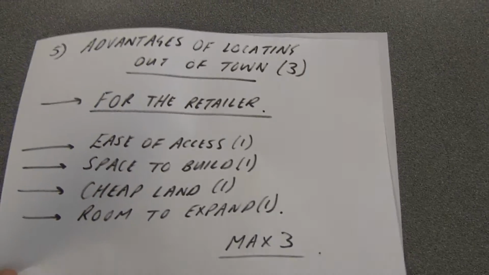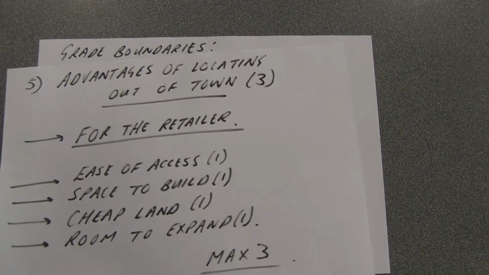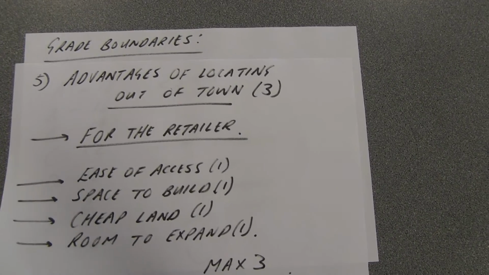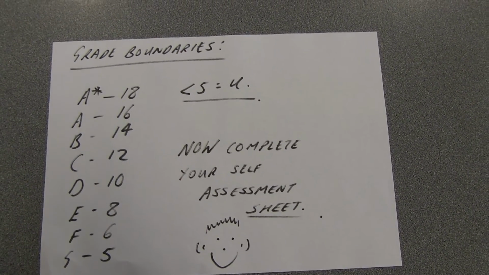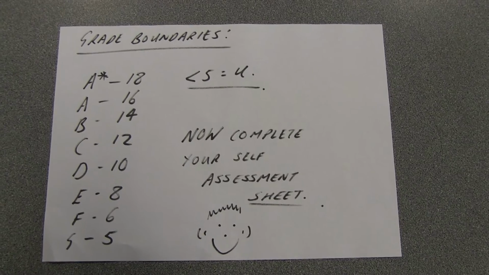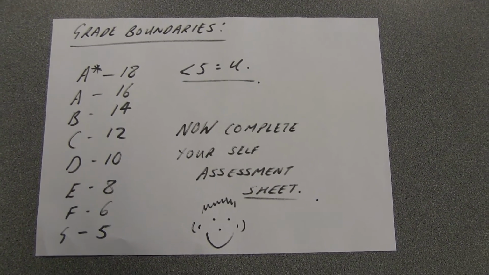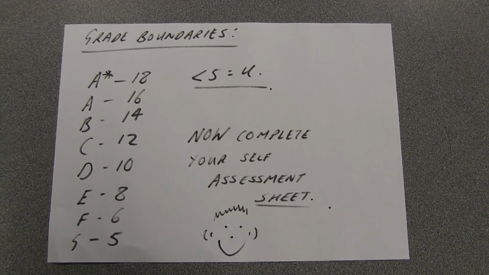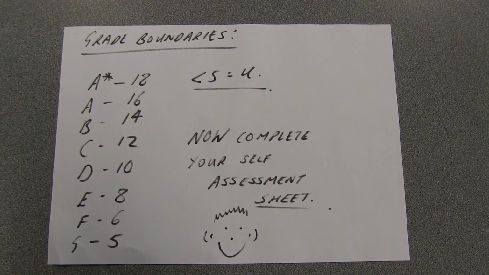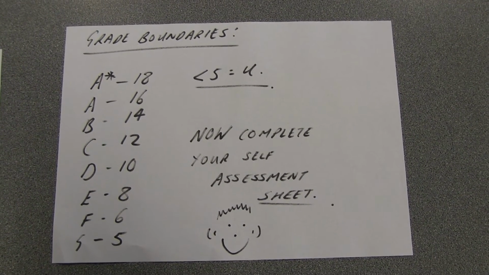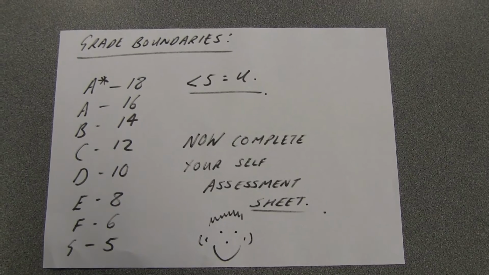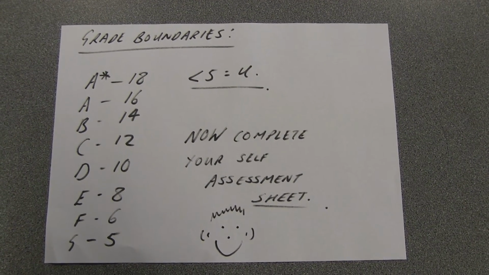Finally then, that brings me to the all-important grade boundaries, and they were as follows. For an A star, you needed 18, 16 for an A, 14 for a B, 12 for a C, 10 for a D, 8 for an E, 6 for an F, 5 for an E, and unfortunately, everything that was less than that was a U.